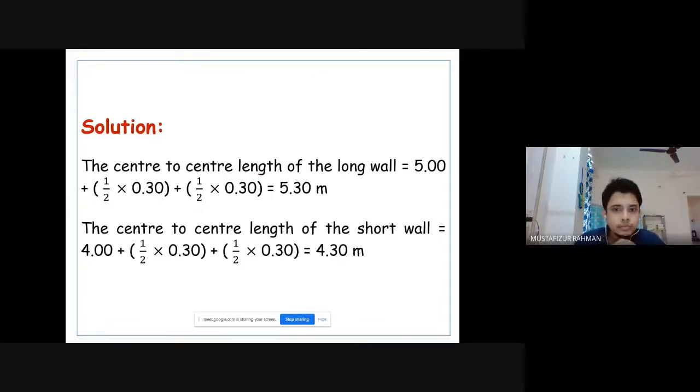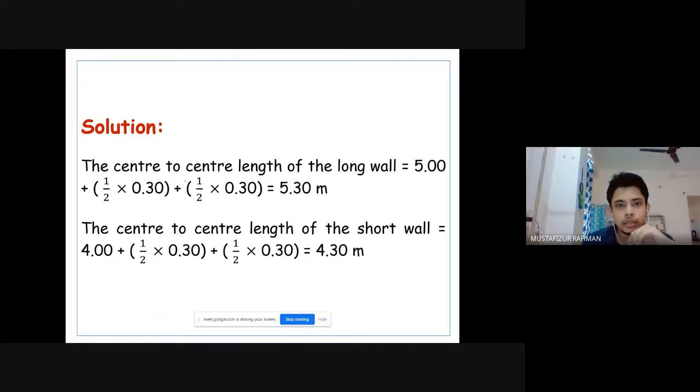First, we will find out the center to center length of the walls, because that will be easy for us to calculate the lengths at different levels. From center to center, we will add half of the thickness on one side and half of the thickness on the other side, and then we will get the length of the long wall. That way we will go forward doing the calculation for all the different types of work.